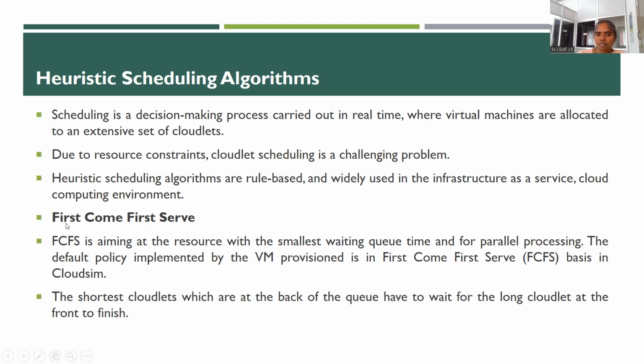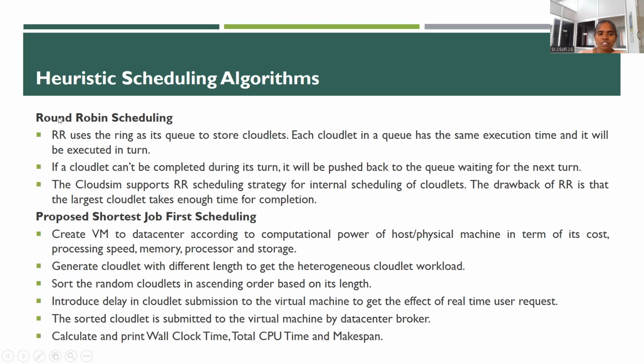First, about first come first serve, this scheduling algorithm aims at scheduling the resources so that cloudlets need not wait a long time in the queue. The cloudlet which comes first will be executed first. It is always a very good method when we go for parallel processing. This first come first serve is the default policy implemented in CloudSim to provision the virtual machine. The drawback is that the shortest cloudlet has to wait for the long cloudlet to get executed. To overcome that, we'll go for round robin scheduling.